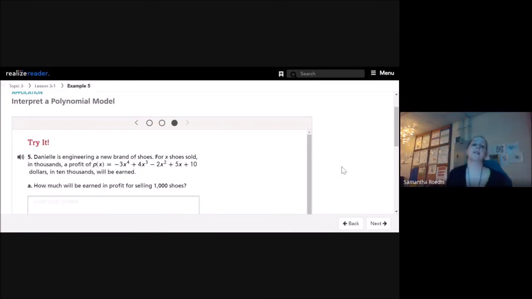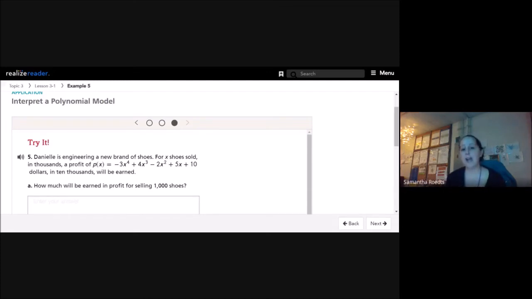All right, so let's try it. Danielle is engineering a new brand of shoes. For x shoes sold in thousands, a profit of P of x equals negative 3x to the fourth plus 4x cubed minus 2x squared plus 5x plus 10, in 10,000s, will be earned. How much will be earned in profit for selling 1,000 shoes?